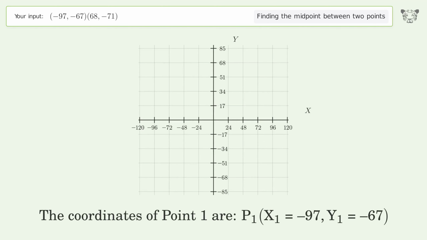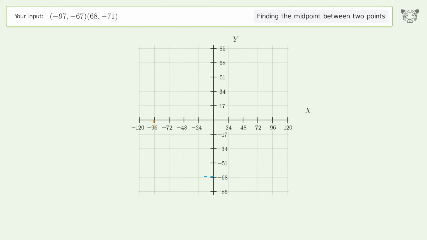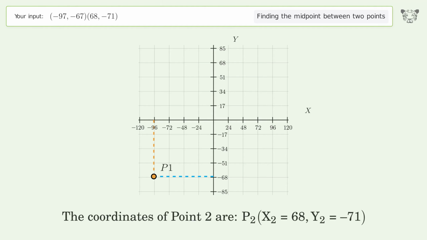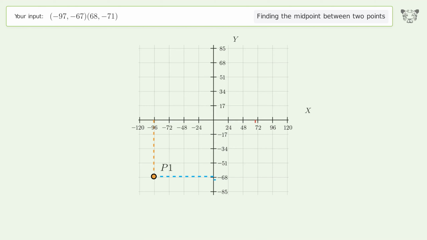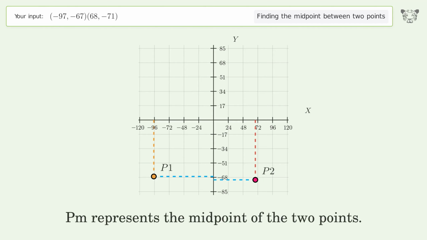The coordinates of point 1 are, x1 equals negative 97, y1 equals negative 67. The coordinates of point 2 are, x2 equals 68, y2 equals negative 71. PM represents the midpoint of the 2 points.